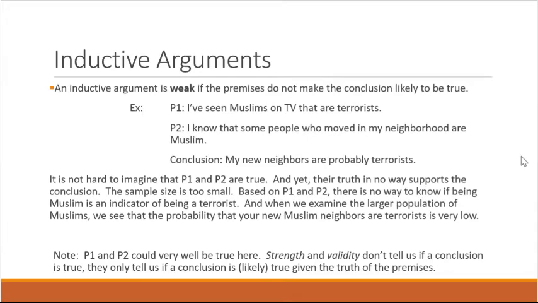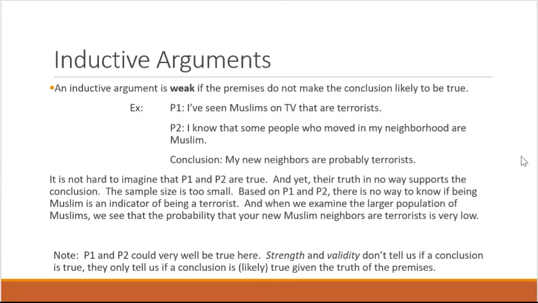Premise 1, I've seen Muslims on TV that are terrorists. That's true. I've seen Muslims on TV that are terrorists. Premise 2, I know that some people who moved in my neighborhood are Muslim. That's also true. Conclusion, my new neighbors are probably terrorists.